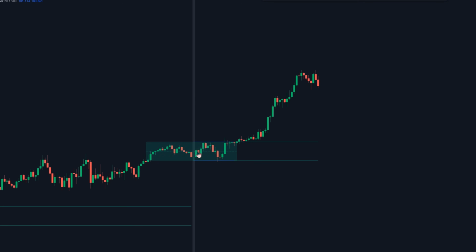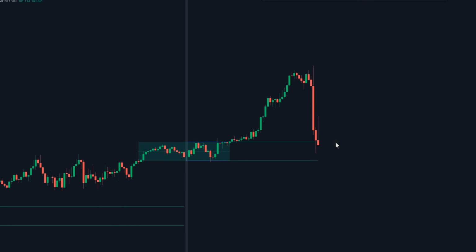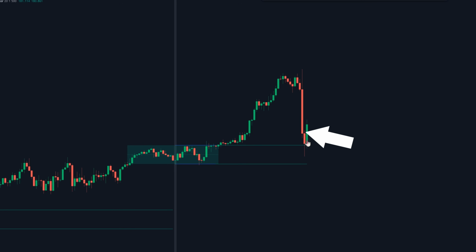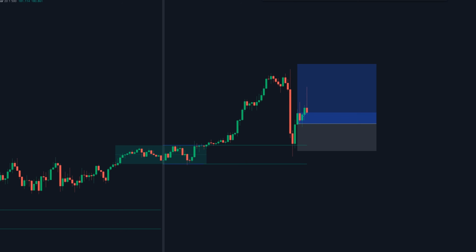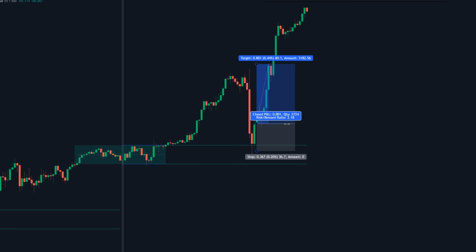As you can see, the price was in a range. It then broke and closed above the upper range extremity. Then after the breakout, price later came back and retested that same range. A bullish engulfing candle was then printed right after the retest. This is our signal to enter a long position. And as you can see, this trade was super profitable.